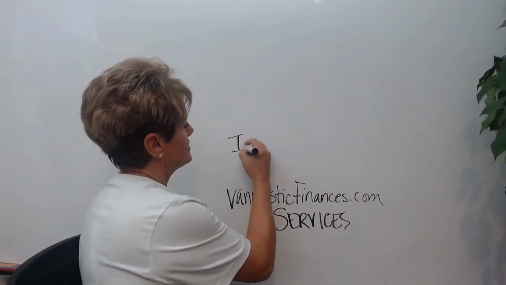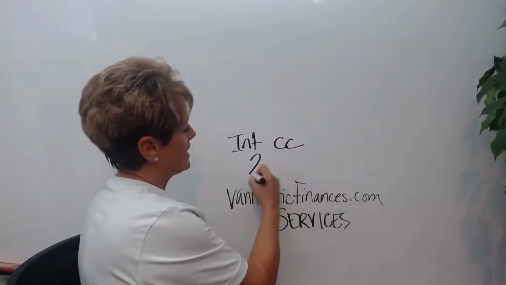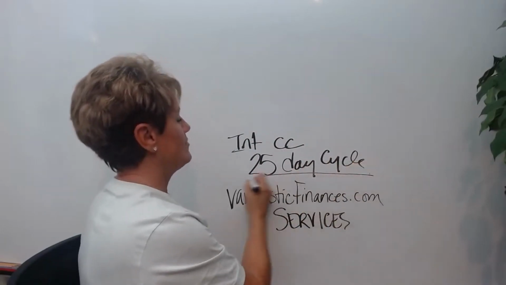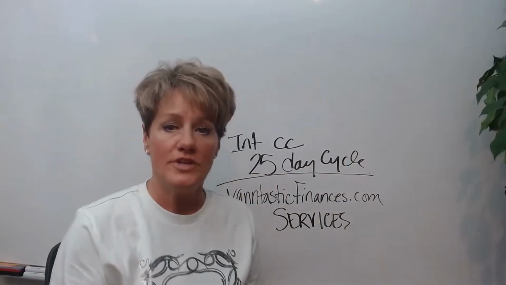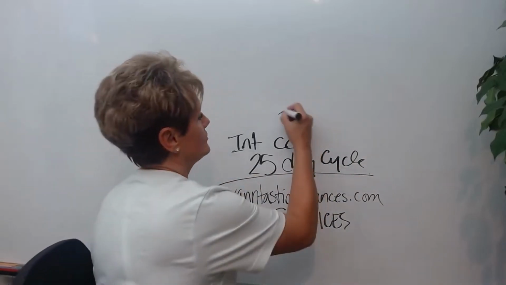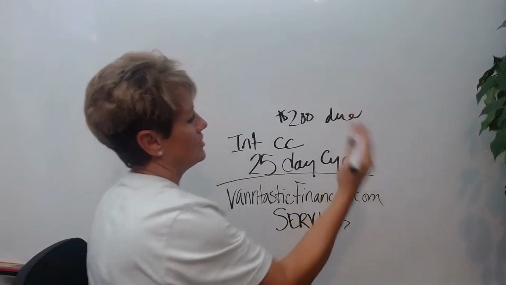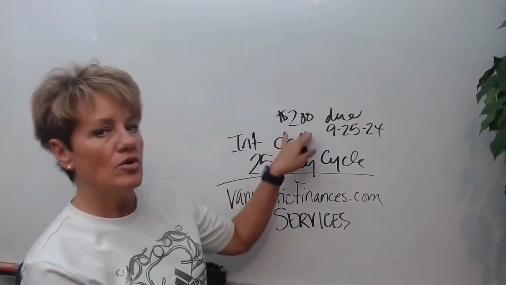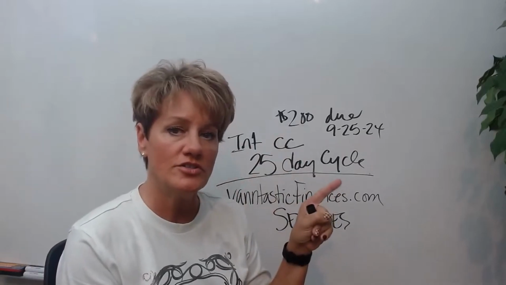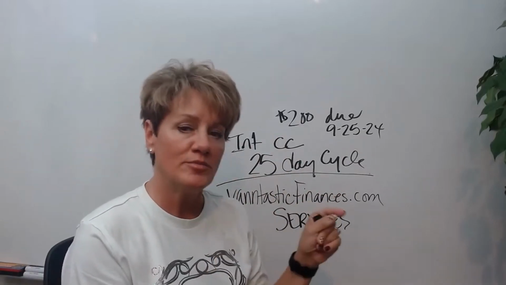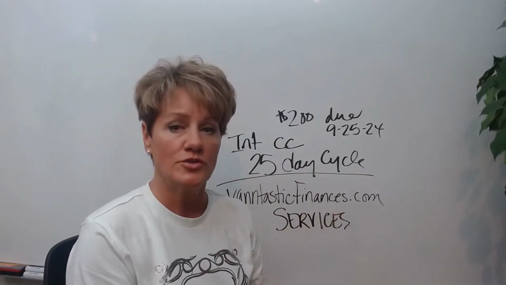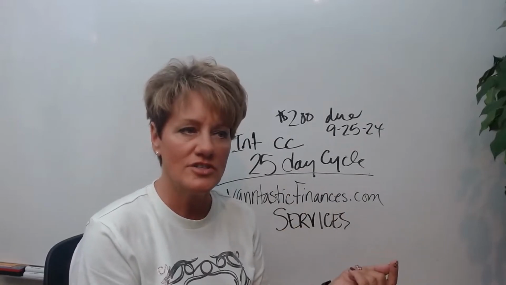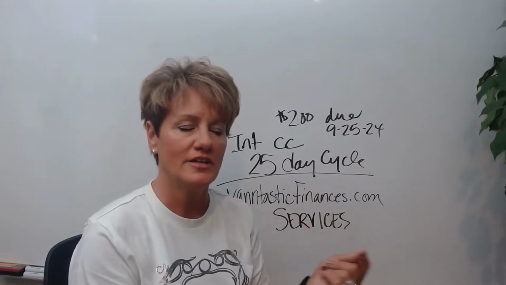All right, interest on credit cards has like a 25-day cycle. Okay, so what that means is that you get a due date, and let's say it's $200. $200 is due on, let's say, September the 25th. Okay, so you know I have to pay $200 to the credit card company by September the 25th, or they're going to charge me a late fee, right? We love those. What are they, like $35 now? I have paid so many of them in my time.